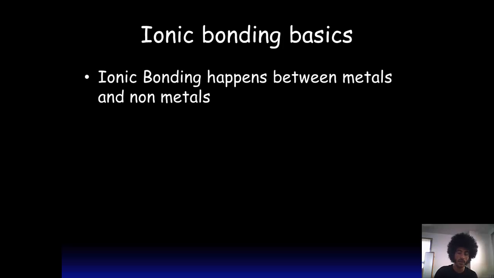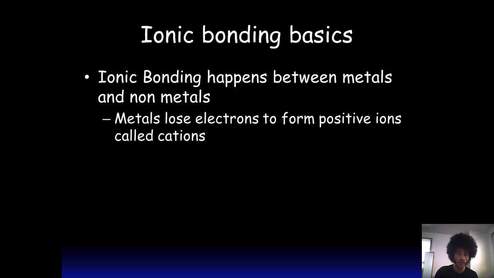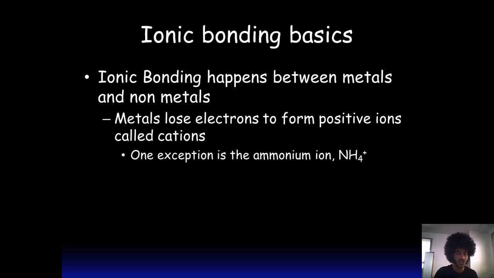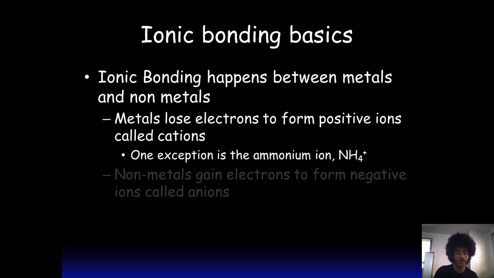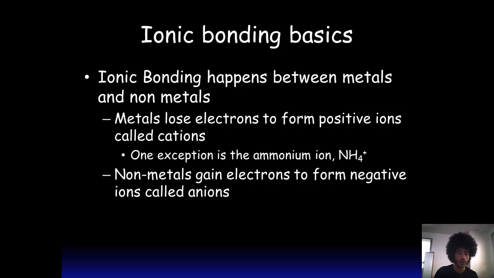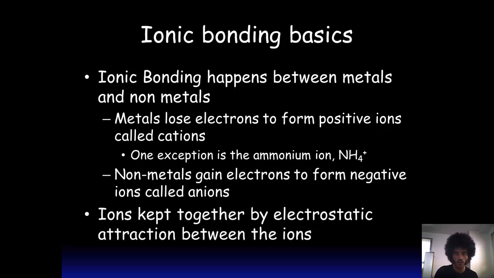Before I go any further, let me go through a couple of basics. I'm not going to go into massive detail, but I'm just going to remind you. Ionic bonding happens between metals and non-metals. The metal will lose electrons to become what we call the cation. The one exception of a cation that's not a metal is the ammonium ion, which is NH4+. Likewise, the non-metal will gain those electrons that have been lost and form anions. These ions are kept together by what we call an electrostatic force, which is effectively the attraction between positive and negative. And that is the ionic bond.